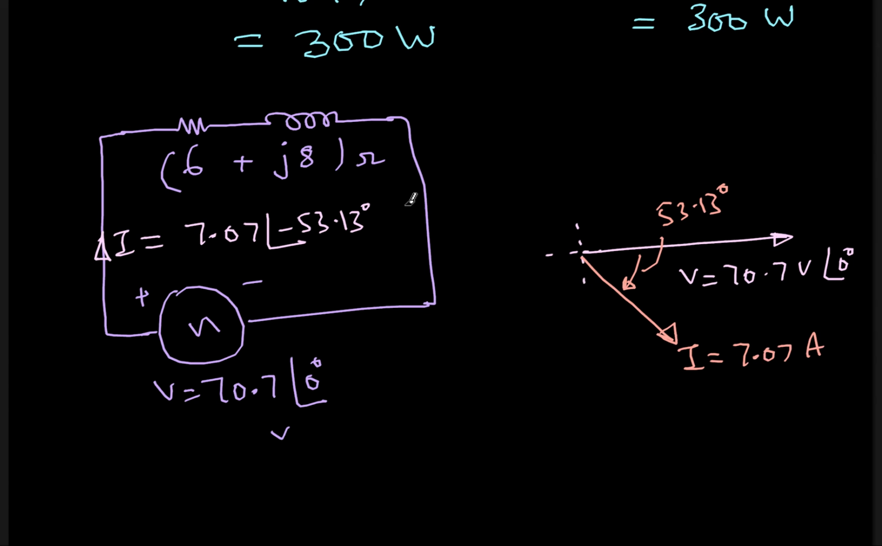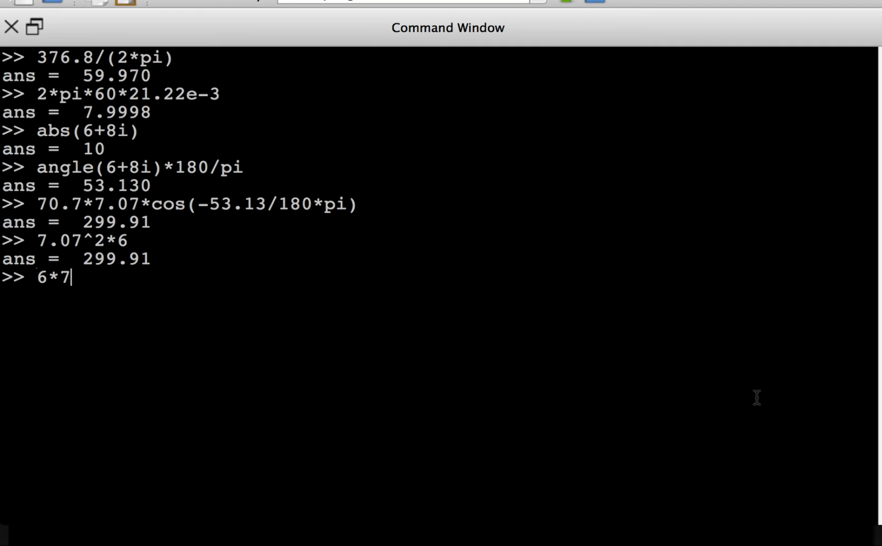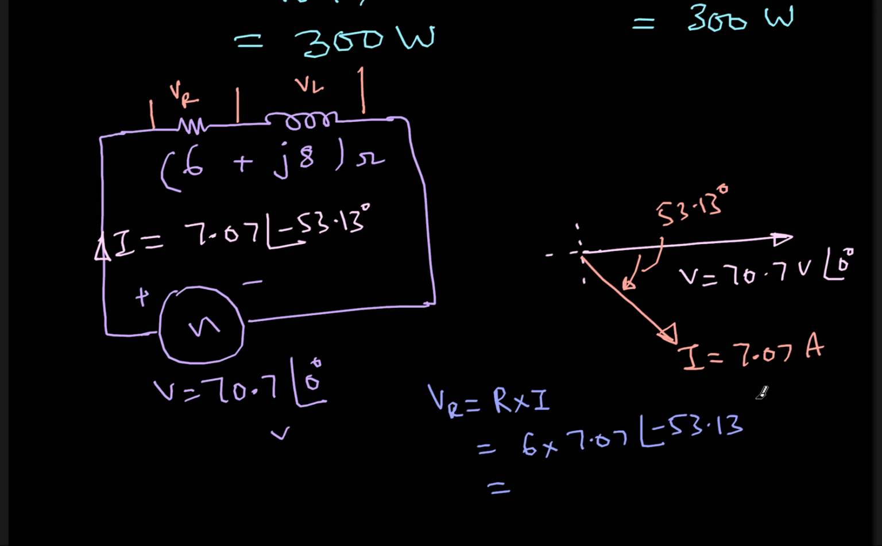We can further write what is the voltage across only this resistance. So if you call this VR and if you call this VL, I can write what is VR and what is VL. So VR is nothing but R into I. So resistance into current. So 6 into 7.07 at angle minus 53.13. So this will be how much? Let me quickly calculate. 6 into 7.07, 42.4. So this is 42.4 and the angle is minus 53.13.